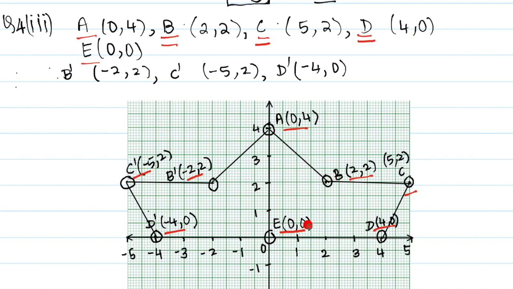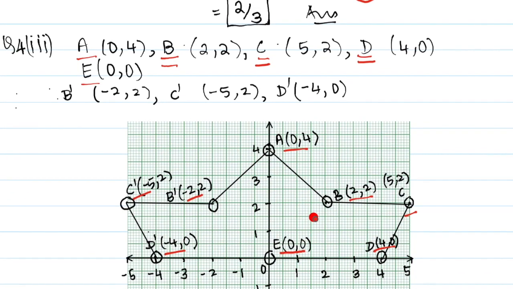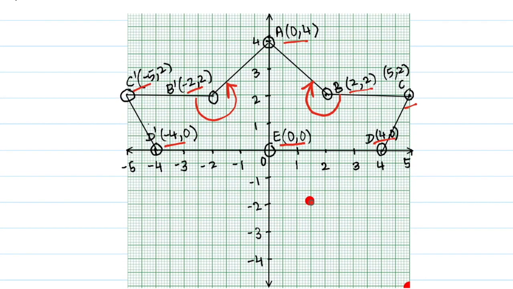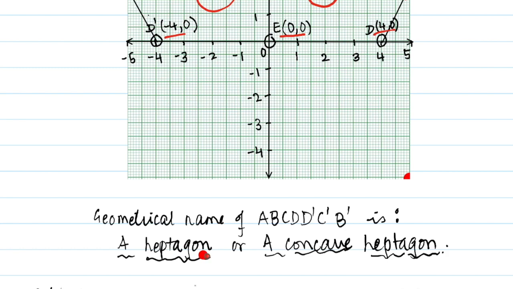Okay. So when you join it up, it looks like a crown, it looks like a boat, but that is not the geometrical name. The geometrical name is going to be a closed figure bound by straight lines, so it's a polygon. What is the polygon over here? How many sides are there? 1, 2, 3, 4, 5, 6, 7. So it's a heptagon. And also, can you see 2 of these angles are more than 180 degrees? Can you see that? And so it becomes a heptagon.